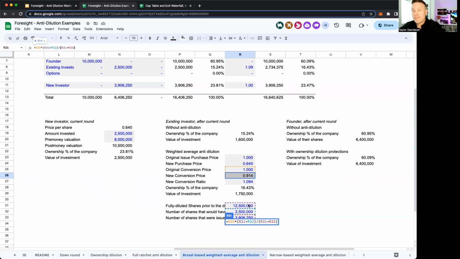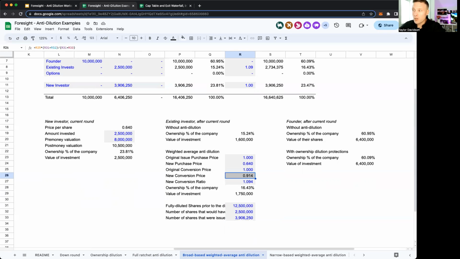Then you divide it by the fully diluted shares prior to the round, plus the number of shares actually issued. So they invest 2.5 million, but they only paid 64 cents, so they buy more shares. That reduces the conversion price to right below 1 and increases the conversion ratio.